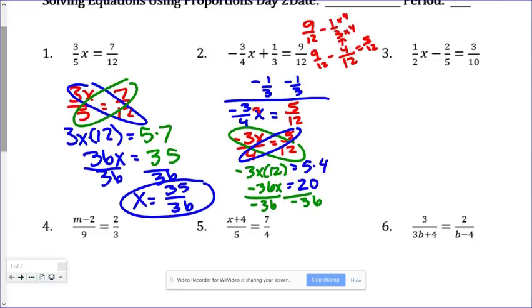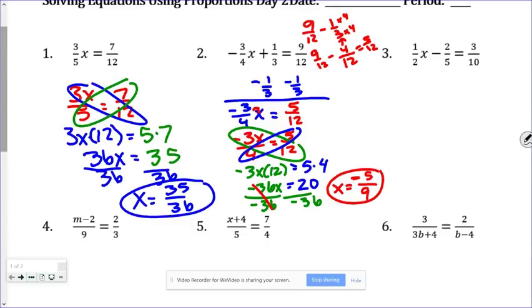Okay, so now if you can reduce, you want to. So negative 20, or 20 divided by negative 36. I'm just going to move the negative sign to the numerator. I can do that. Simplify that. If we divide both by 4, we should get negative 5/9. Okay, so now these are just getting a little funkier. So number 3, same idea.